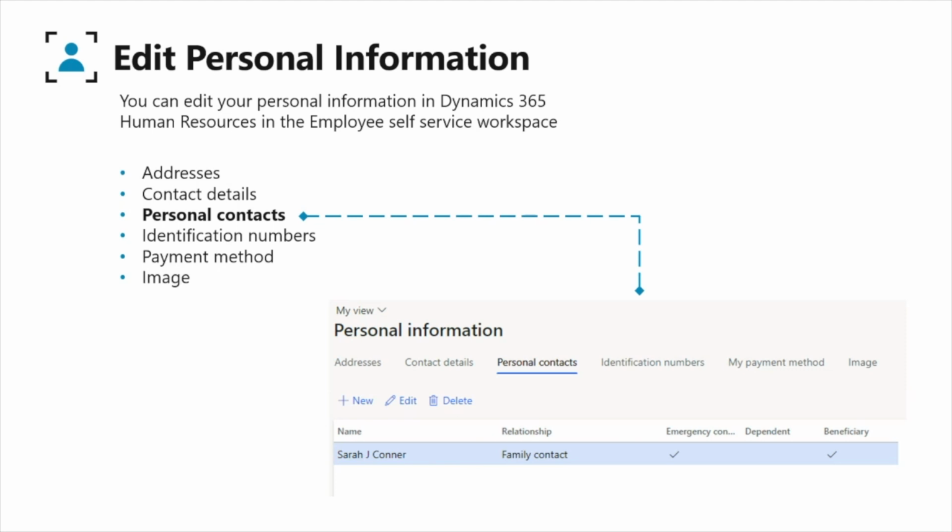Additionally, employees can manage all their personal contacts, including the emergency contacts, as well as the dependents, who are individuals covered under employees' benefit plans, typically spouses and children, and the beneficiaries, who are individuals who will benefit from the plans.